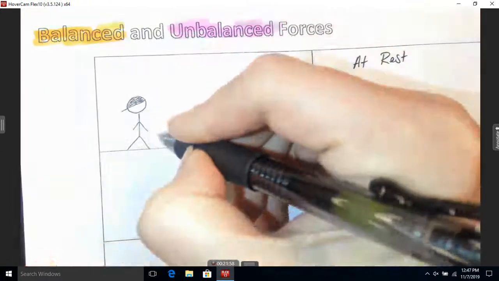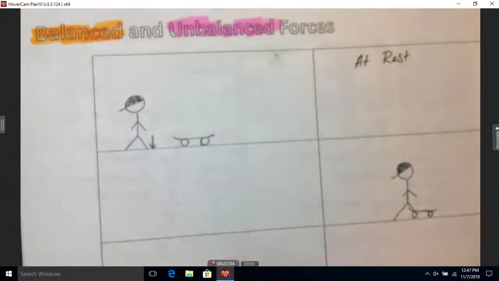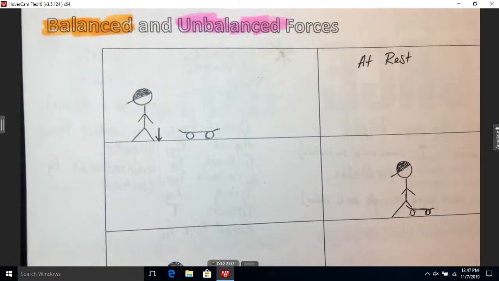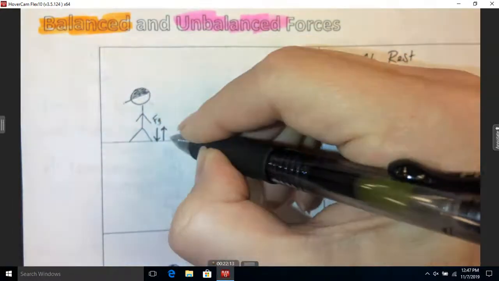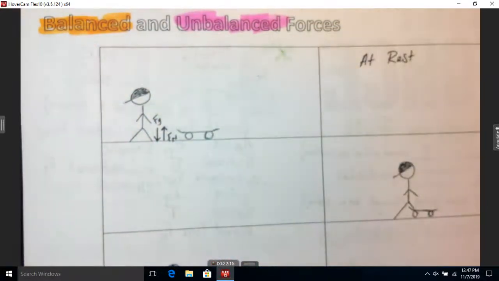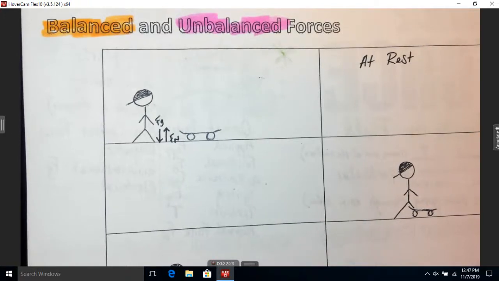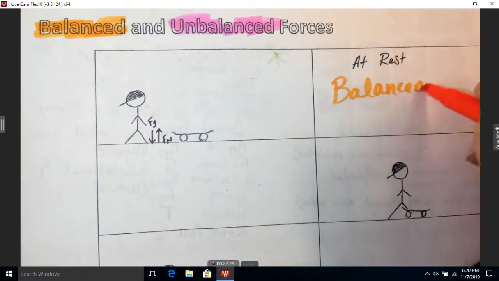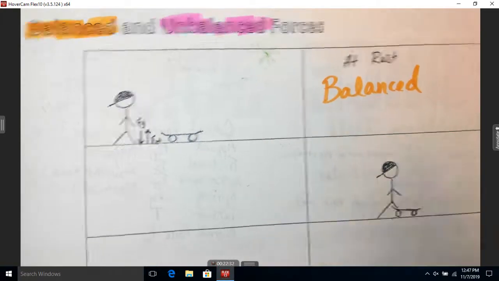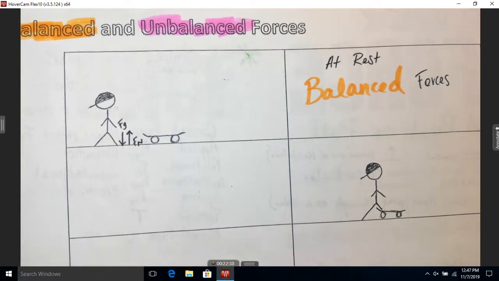Okay? And how is he able to stand here at rest? Because gravity is pulling down and the normal force is pushing up. So that's the same thing on the skateboard, right? And those two are equal, right? So are they balanced or unbalanced? That's called balanced forces, because they're equal and opposite.